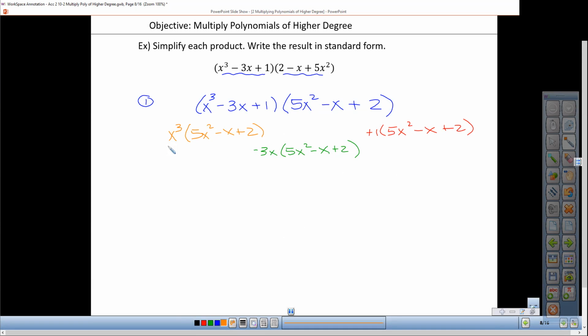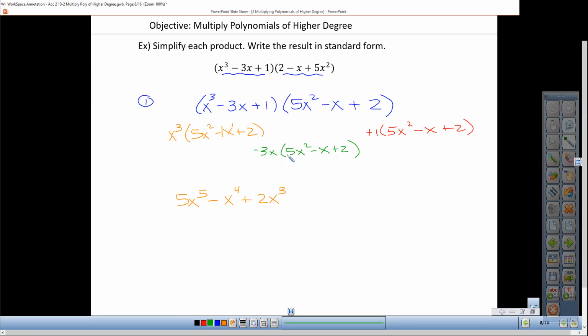So going back to the x cubed and distributing it, remember that we would be adding the powers of x together, 3 plus 2. So that gives us 5x to the 5th. And then x cubed times negative 1x, we're adding a 3 and a 1, so that's a negative x to the 4th. If we take a power of x times a number, then we just end up with that product, so plus 2x cubed. So now I'm moving to distributing the negative 3x.